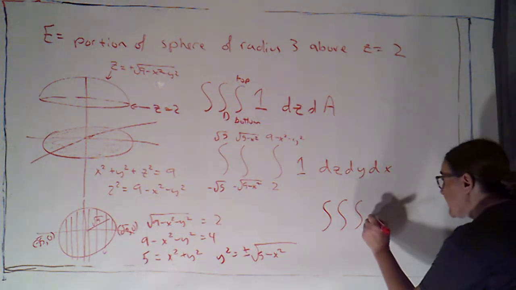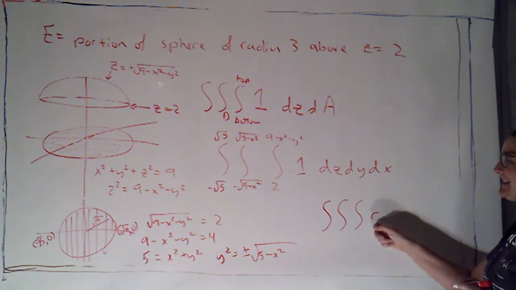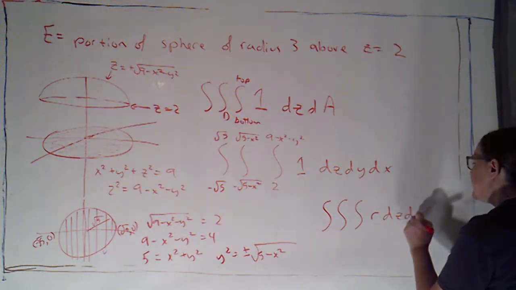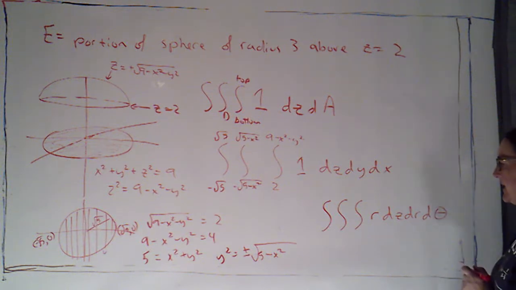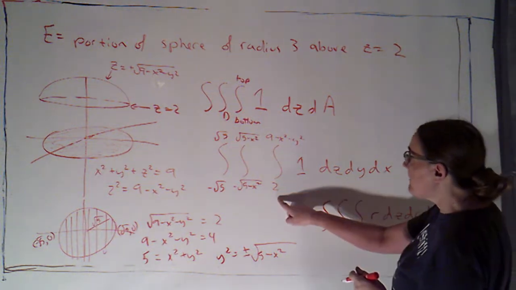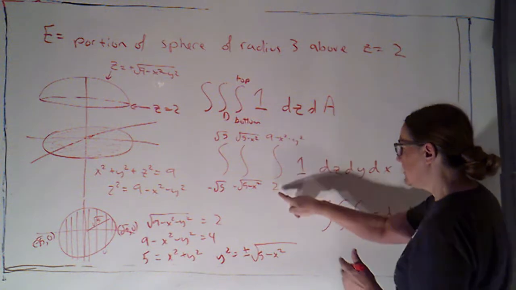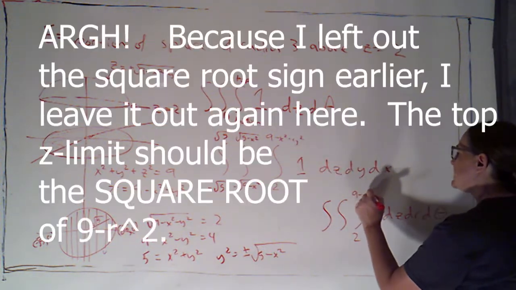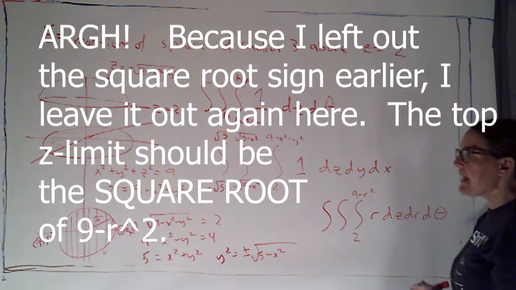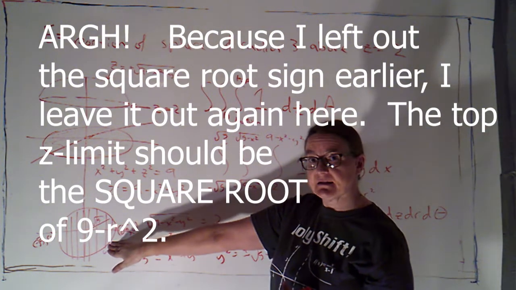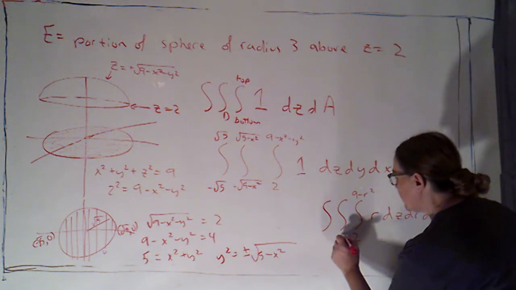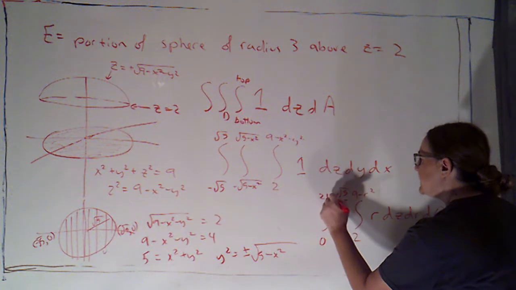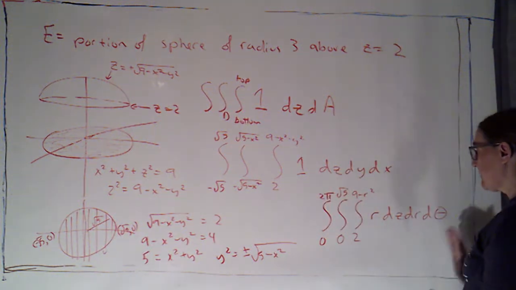So, first of all, I'm going to remind myself that my dV becomes r dz dr d theta. I'm still going from bottom to top. 2 is 2. The top surface just becomes the square root of 9 minus r squared. And then I was integrating over this disk. Over a disk, my radius would vary from 0, in this case, to root 5, and theta would go from 0 to 2 pi.